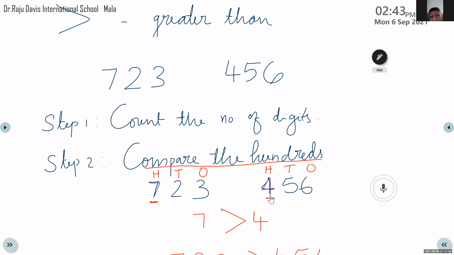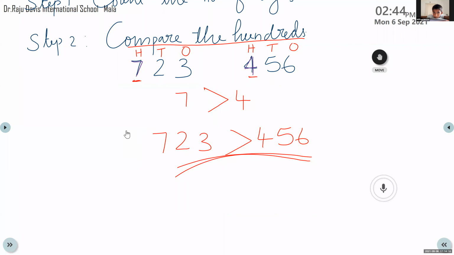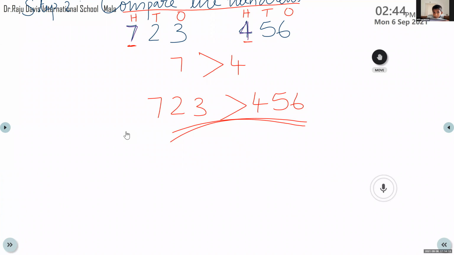Okay. Listen, all of you, please listen here. 7 is greater than 4, it's very, very important. So that means we can say 723 is greater than 456. Is it clear to you all?